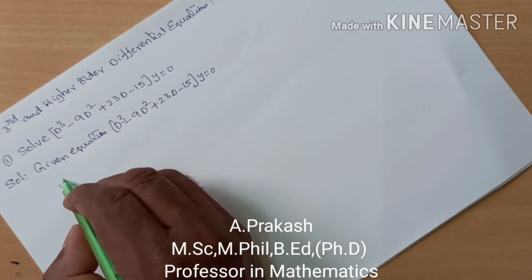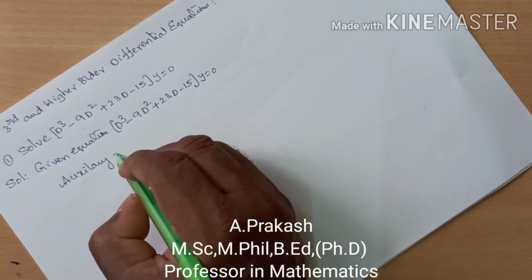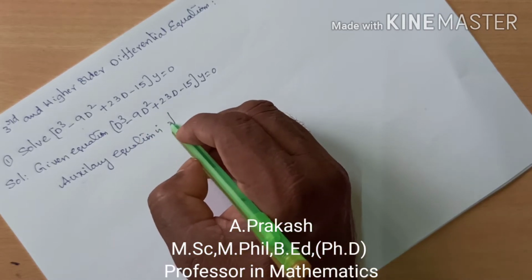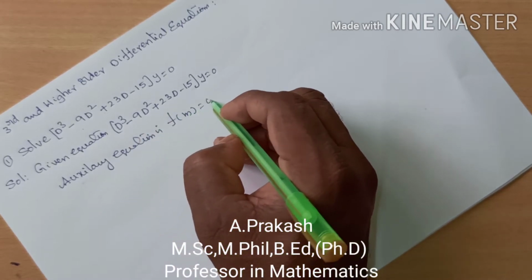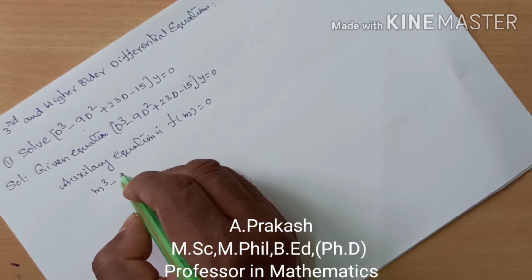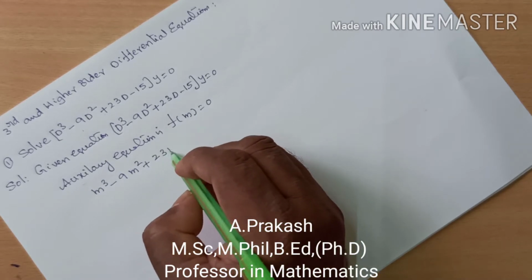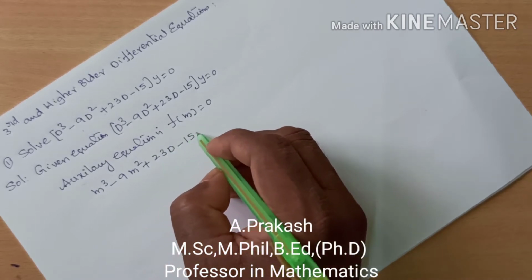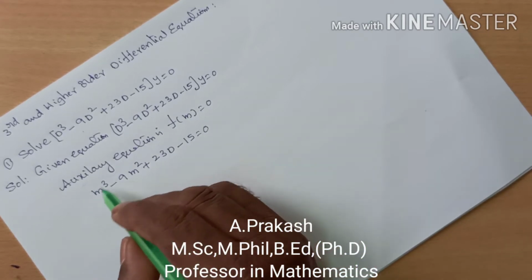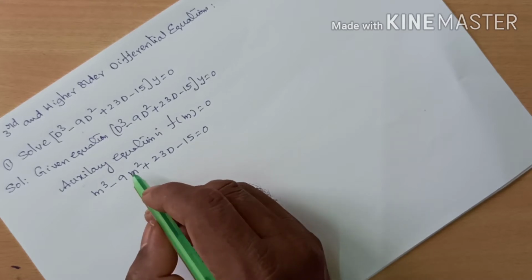Then the auxiliary equation is f(m) = 0. That means put D equal to m: m^3 - 9m^2 + 23m - 15 = 0. Next, what is the process? To find the roots of this equation, we go for Horner's method.